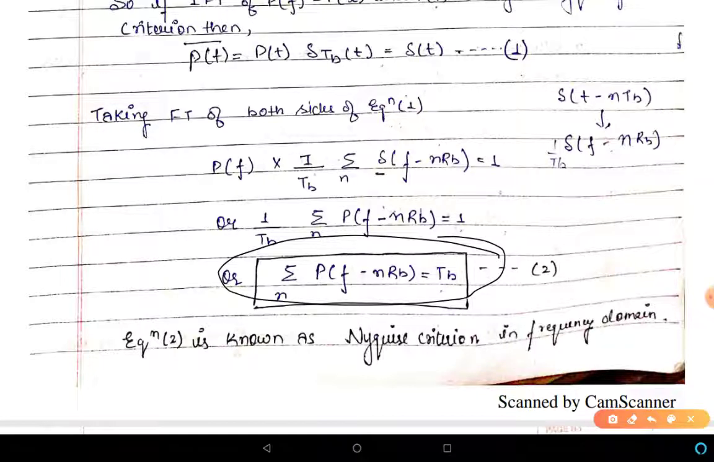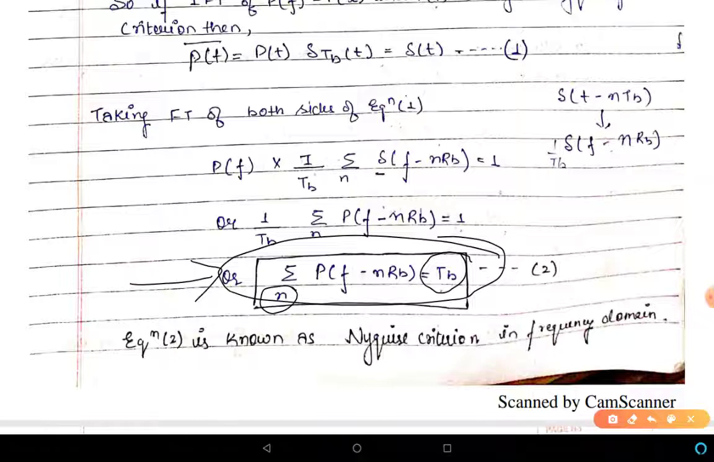In other words, if I choose a pulse which satisfies the Nyquist criteria in the time domain, then it will satisfy another condition in the frequency domain. What is that condition? It is this condition, that is the sum of P(f minus nRB) for all values of n varying from minus infinity to plus infinity, that sum will be TB, since TB is a constant.